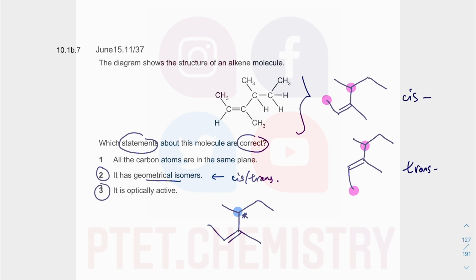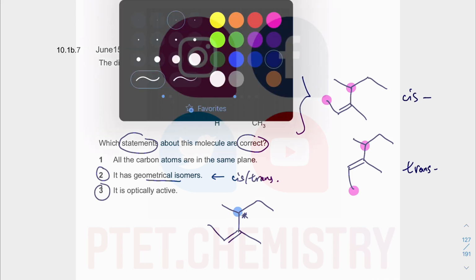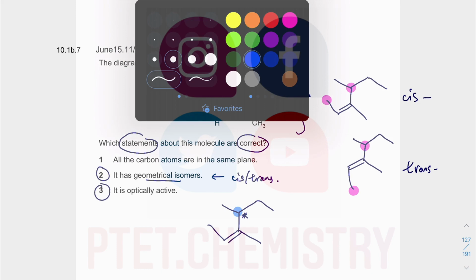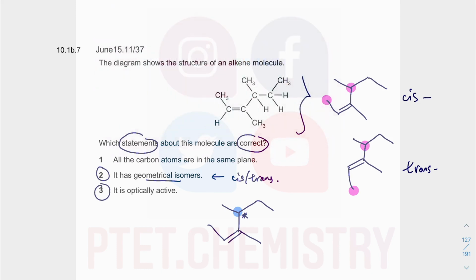As for whether all the carbon atoms are in the same plane or not, let me use a different color, green maybe. Okay, so that is in the same plane. So this is not planar, this is not planar, but this carbon and this carbon will be in the same plane. All right. What else is in the same plane? This is in the same plane, but this is no longer in the same plane. This is only in the same plane because they are part of this connected to this carbon double bond.